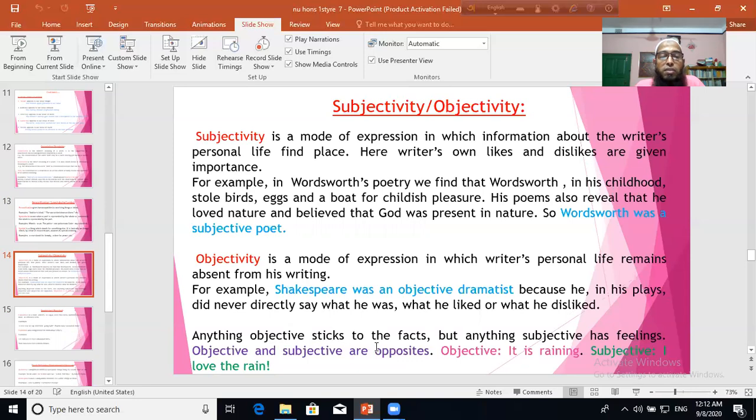Anything objective sticks to the facts. As you know, in report writing, when a newscaster or reporter writes a report, that is objective writing. But anything subjective has feelings. Subjective means there are the feelings and emotions of the writer himself or herself. Objective and subjective are opposites. For example, if you say, it is raining, that is an objective expression. But if you say, I love the rain, that is subjective. So here your feelings and emotions have been added. Have you got it? Okay.